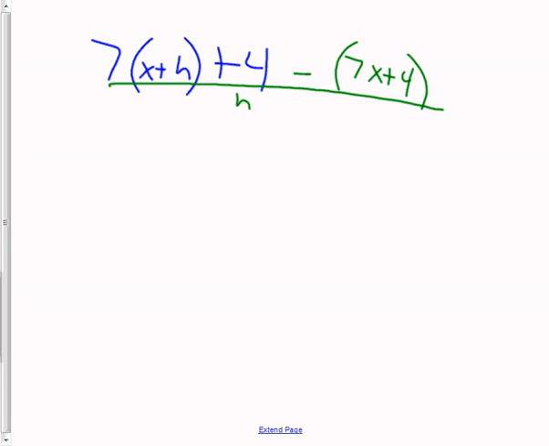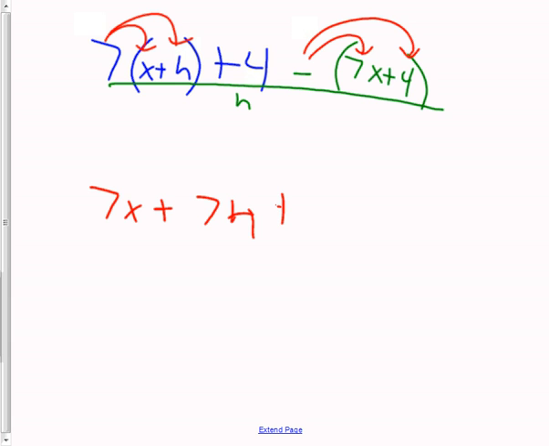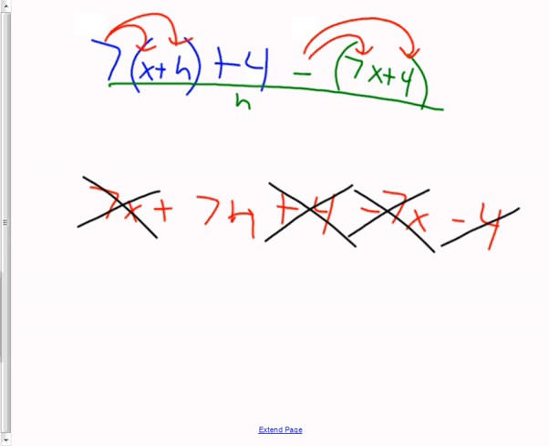All right, so distributing the negative out, I hope. And then a whole bunch of things canceled, didn't they? Did you get 7x plus 7h plus 4 minus 7x minus 4? Holy cow, the 7x and the negative 7x and the 4 and the negative 4 all canceled out. What's left on top? 7h all over what? And those cancel and the answer is 7. Okay.